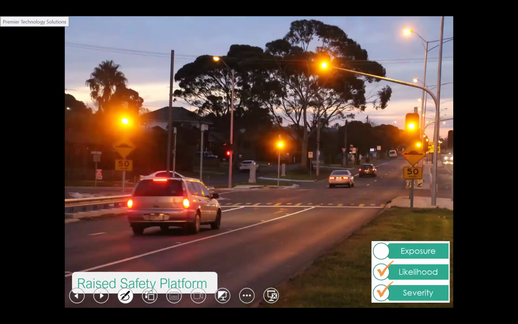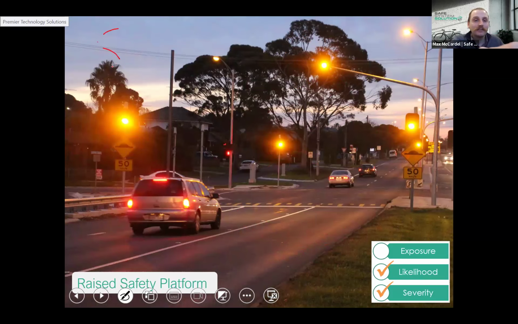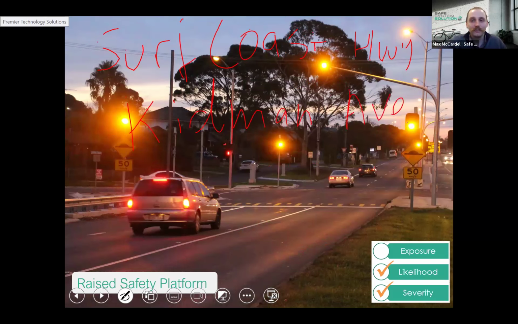Do we know where that intersection is? Oh yeah, this one is, I shouldn't have written it out. Surf Coast Highway and Kidman Avenue. Surf Coast Highway, Kidman Avenue, just outside of Geelong.